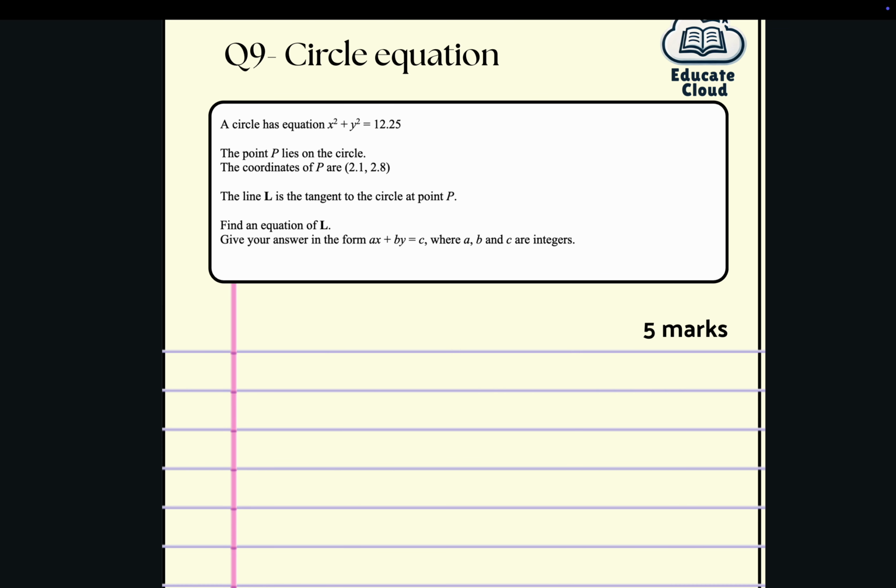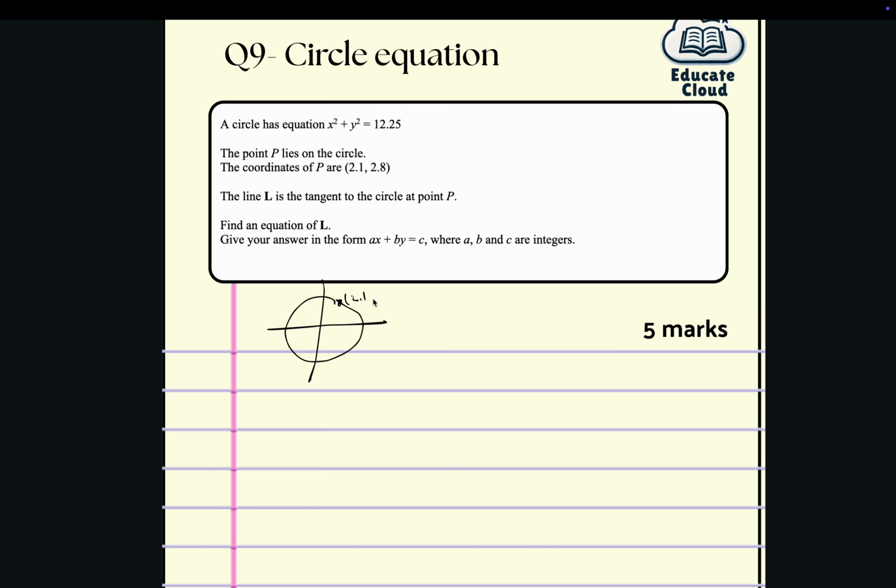Next question. A circle has the equation x squared plus y squared is 12.25. The point P lies on the circle. The coordinates of P are 2.1 and 2.8. The line L is a tangent to the circle at point P. Find the equation of L. Okay, so let's draw this circle. We know the center's 0 and it's got 12.25, so we could work out the radius. And then point P is on the circle at 2.1, 2.8, so let's say somewhere there. And that's point P.